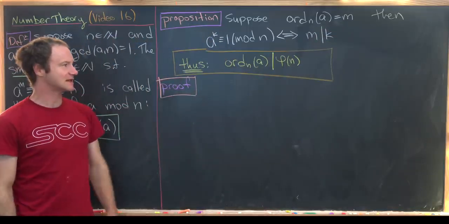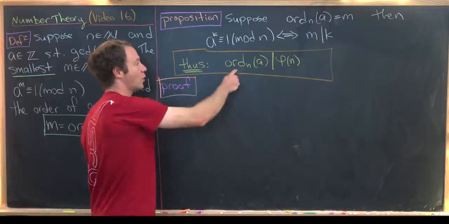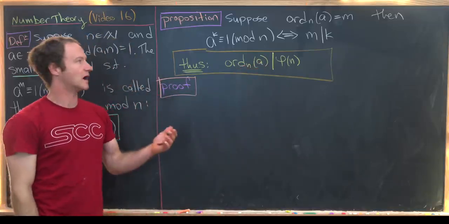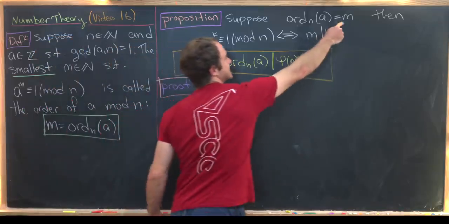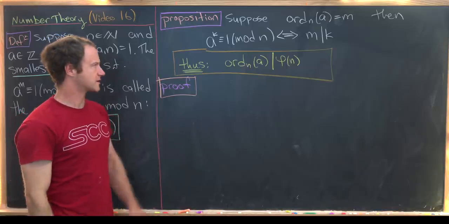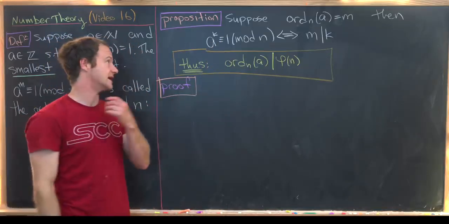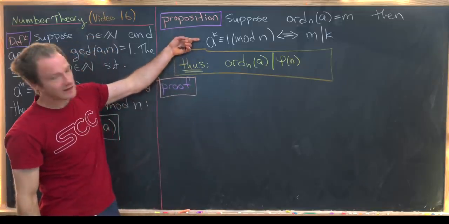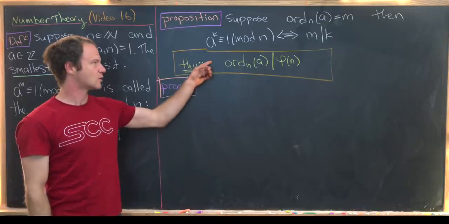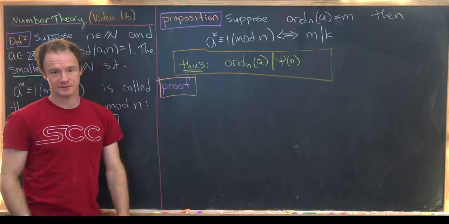Notice that immediately gives us the following thing, which I have in this orange box: the order of a mod n divides phi of n. How do we see that? We just replace this m with the order of a mod n. And then recall that Euler's theorem says that a to the phi of n is always congruent to 1 mod n. So if we can prove this slightly more general statement, then we've got this orange box for free. This orange box is maybe the most important thing that we take away from this proposition.